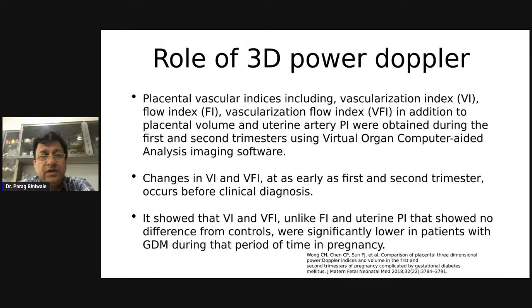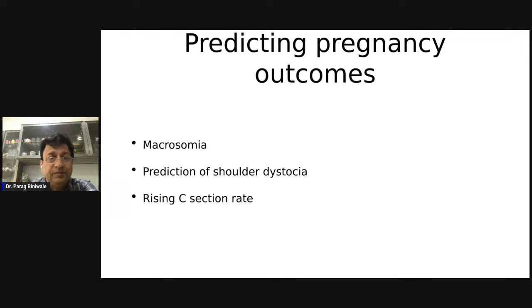What is the role of 3D power Doppler? Placental vascular indices, in addition to placental volume and uterine artery PI obtained in the first and second trimester, would be of great help. The changes in the VI and VFI as early as first and second trimester occur before clinical diagnosis.